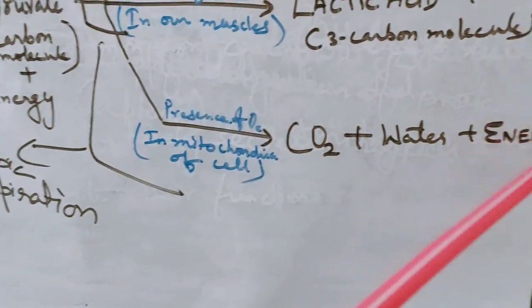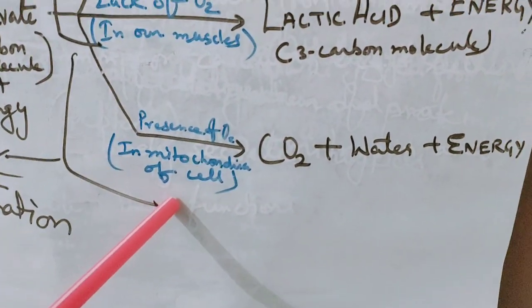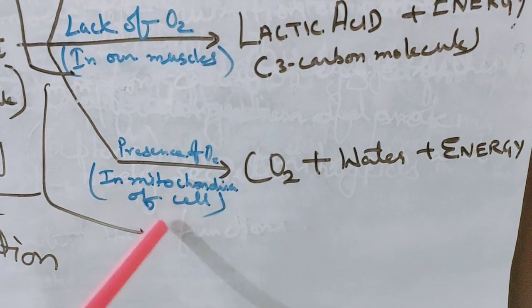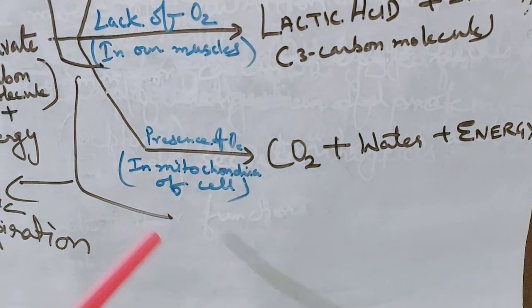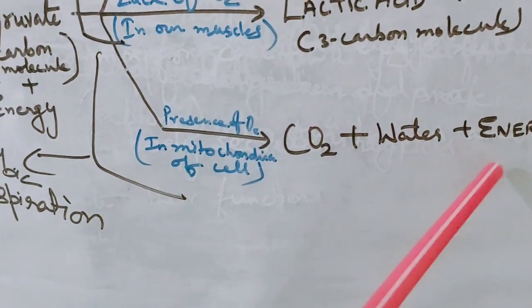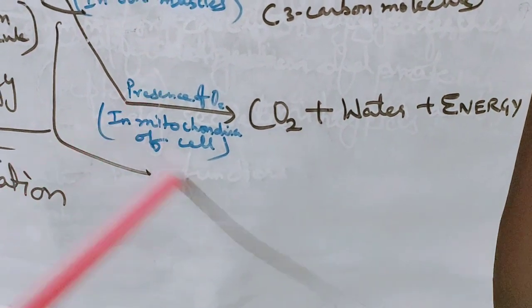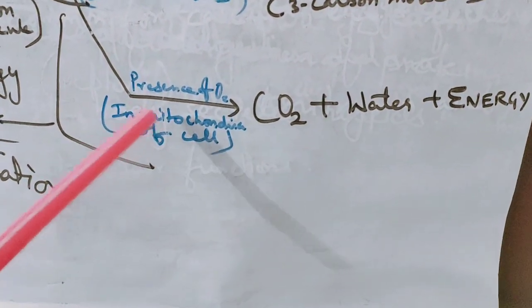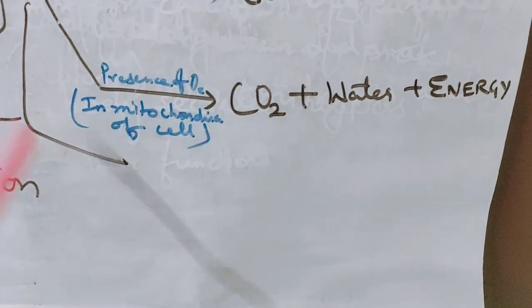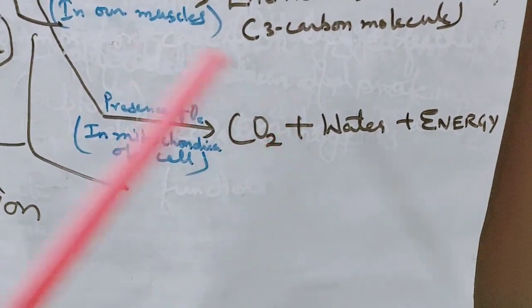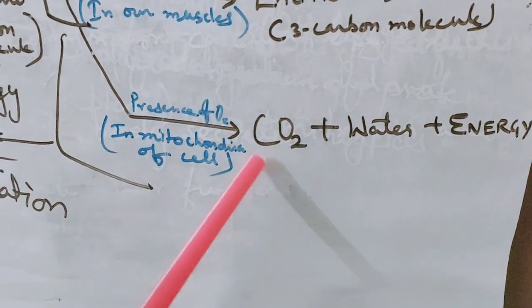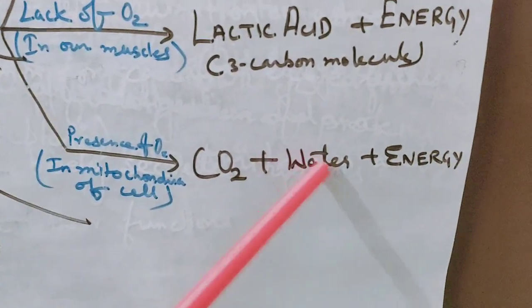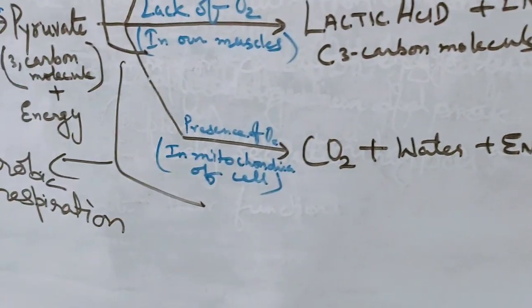The energy released here is again trapped in mitochondria. In class 9th, you have studied that mitochondria is known as the powerhouse of the cell. So, the powerhouse of the cell is known because of energy trapped here. Energy is trapped in mitochondria. That's why it is called the powerhouse. It stores energy and releases it according to the body's need. Carbon dioxide is exhaled out from our body, and it also forms water molecule.